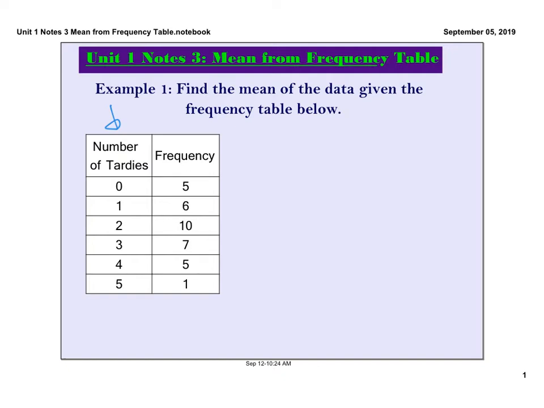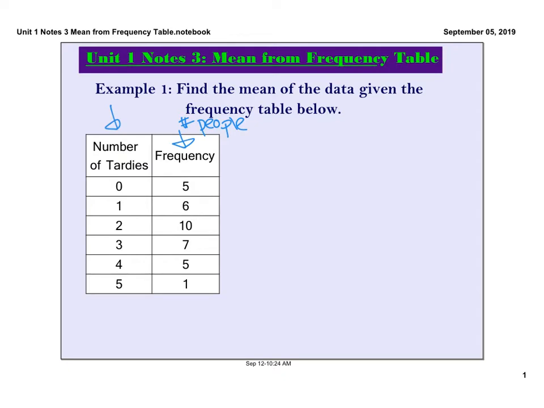There were 6 people that had 1 tardy, there were 10 people that had 2 tardies, 7 people that had 3, 5 people who had 4 tardies, and 1 person had 5 tardies. So the frequency is marking the number of people who fit into that category, okay?